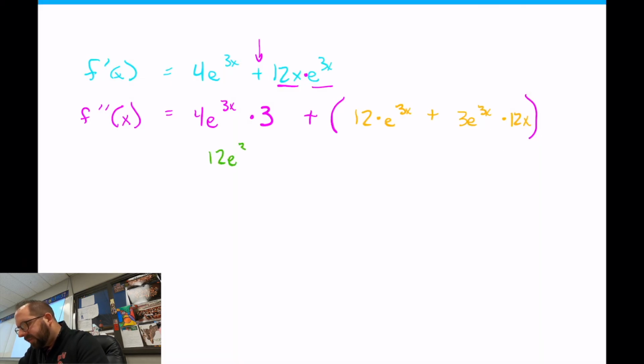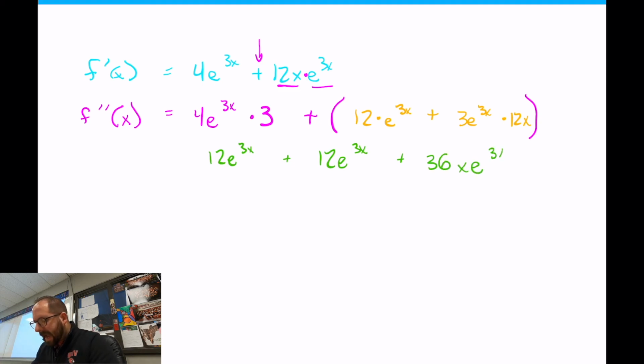This is a 12e to the 3x, and this is a 36x e to the 3x. And so I can add the 12, so this is 24e to the 3x.